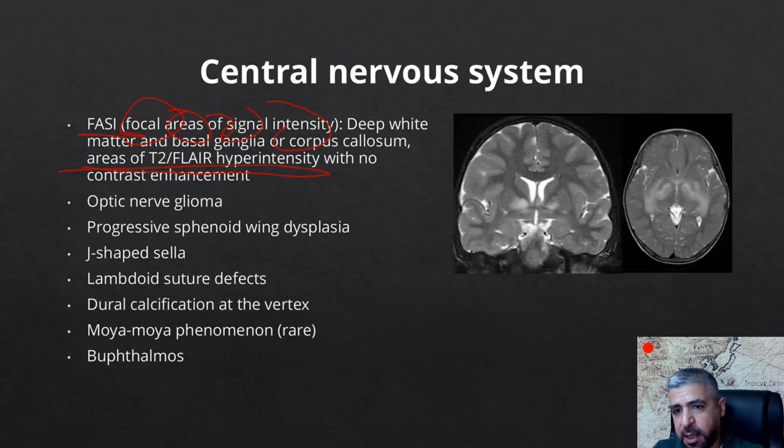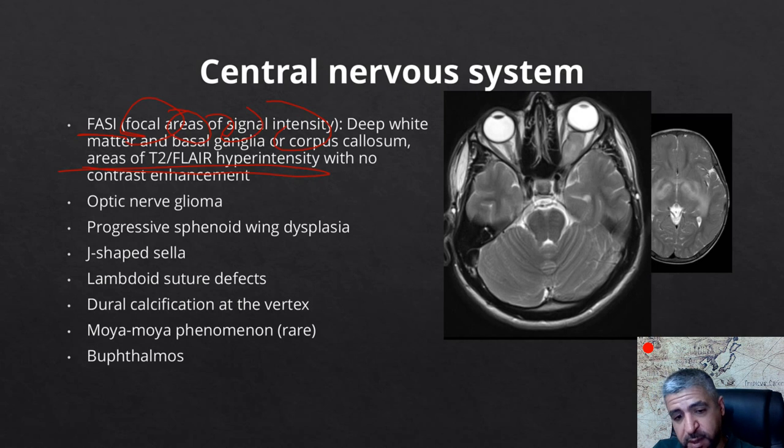Also, like here, for example, you can see areas of deep white matter T2 hyperintensity with no post-contrast enhancement and no mass effect. They are one of the features seen in neurofibromatosis type 1. Also the optic nerve glioma, like we saw in the previous example, and again we can see it here. This is the optic nerve, and it's involved by a tumor along its whole length. This is neurofibromatosis, optic nerve glioma.